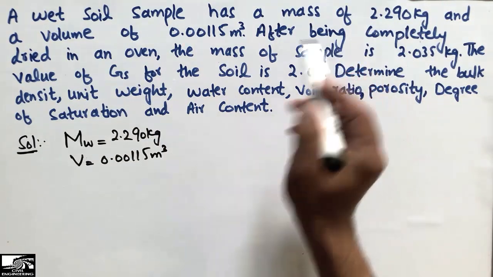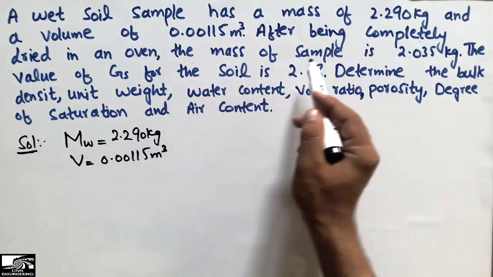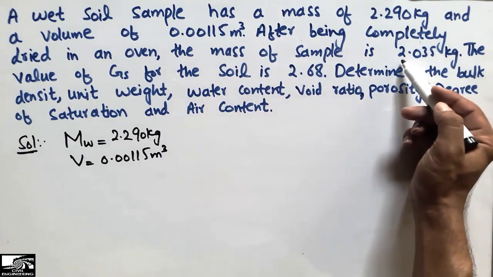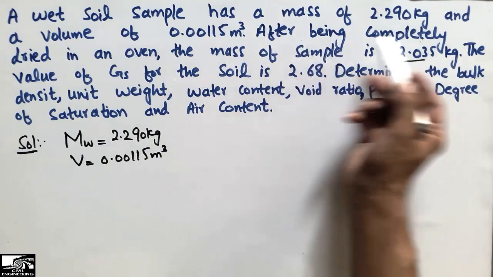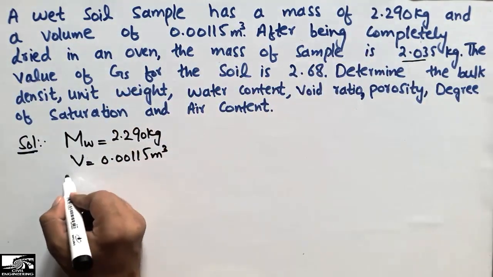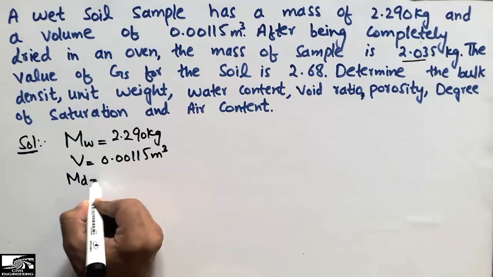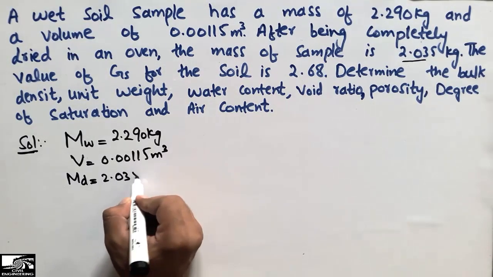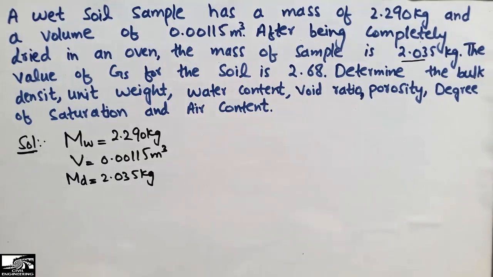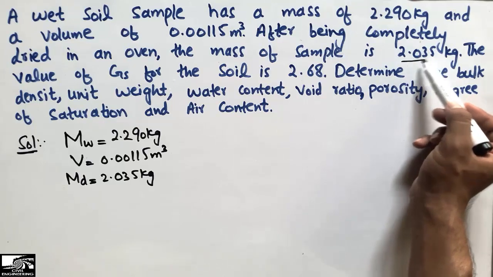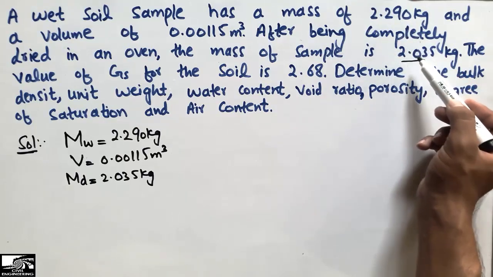It means that it is placed in the oven and then the dry mass of this soil sample comes out to be 2.035, because after being completely dried in the oven, the mass of the sample will be a dry mass now. So the dry mass of this sample is 2.035 kilogram, right? Before it was wet and now it is dry, so the weight is now less because the water content has evaporated.